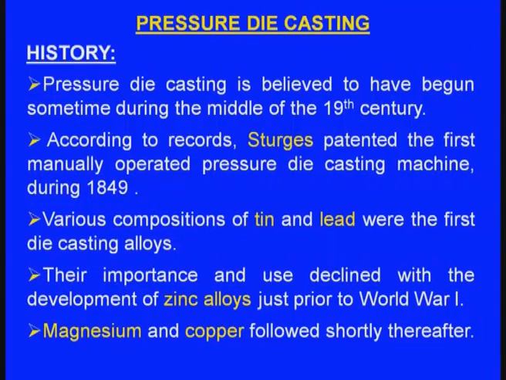Finally, magnesium and copper alloys were also cast using the pressure die casting process. Now, pressure die casting is subclassified into two types: cold chamber pressure die casting and hot chamber pressure die casting. In cold chamber pressure die casting, the furnace meant for melting metal is away from the machine. It is not an integral part of the machine. Whereas in the hot chamber pressure die casting machine, the furnace meant for melting the metal is an integral part of the machine. So, these two are different.